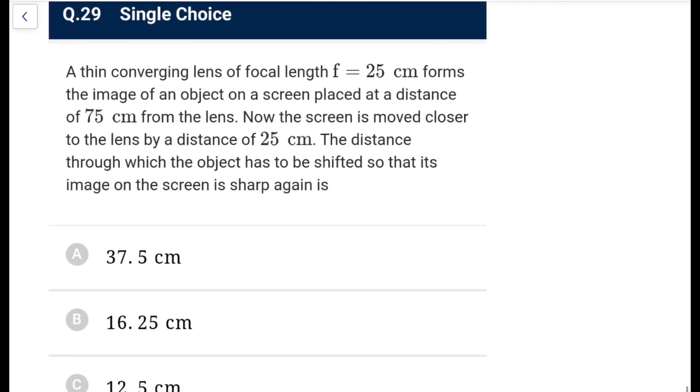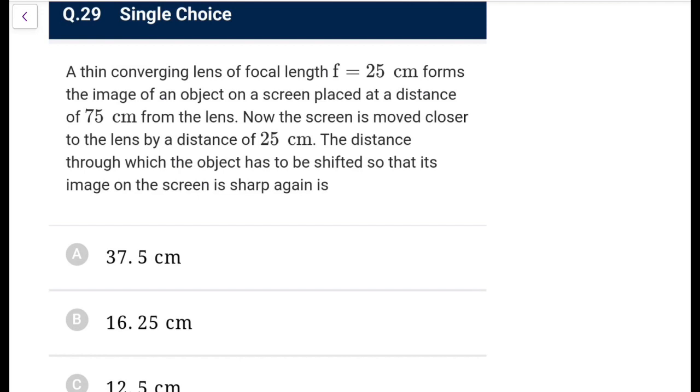Next one: a thin converging lens of focal length 25 forms the image of an object on a screen placed at a distance of 75 from the lens. Now the screen is moved closer to the lens by a distance of 25 centimeter. Find the distance through which the object has to be shifted so that the image on the screen is sharp again.